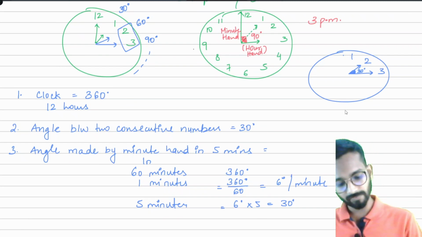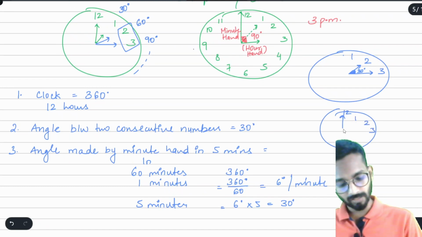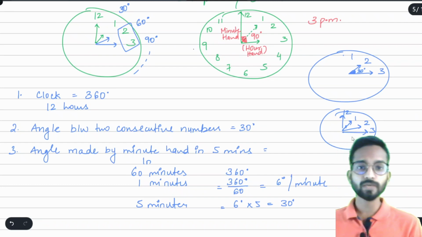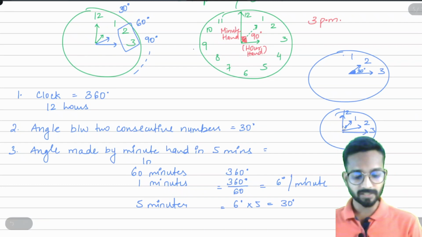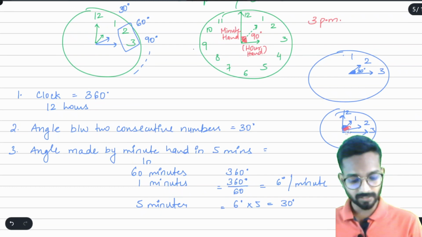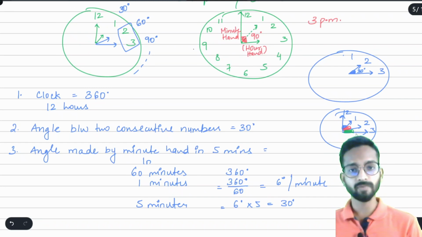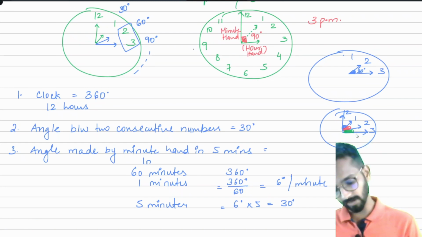See, if I can make a clock here, it is the minute hand 12, 1, 2, 3, and this is an hour hand. If minute hand after 5 minutes will come here, then again after 5 minutes it will come here, again after 5 minutes it will come here. So you can say that in every 5 minutes it is making an angle of 30 degree. This is again 30 degree, this again is 30 degree, this again a 30 degree angle. So every 5 minutes it will make a 30 degree angle. Now this was the concept of minute hand.